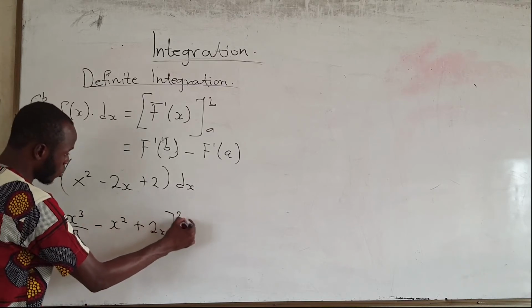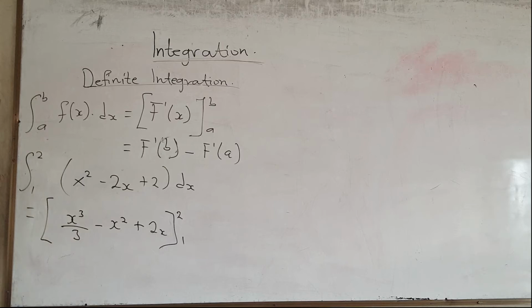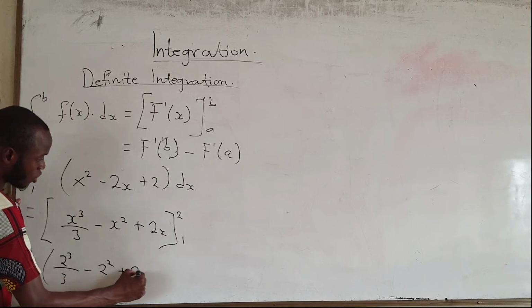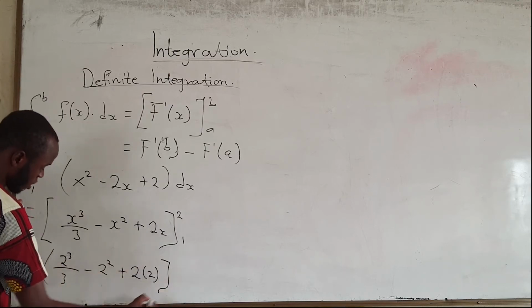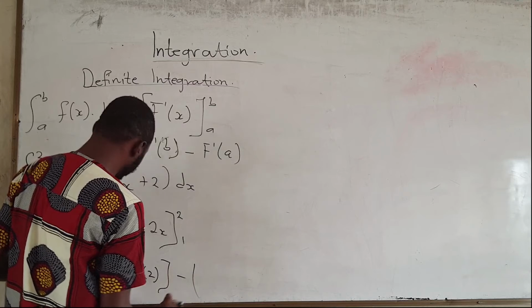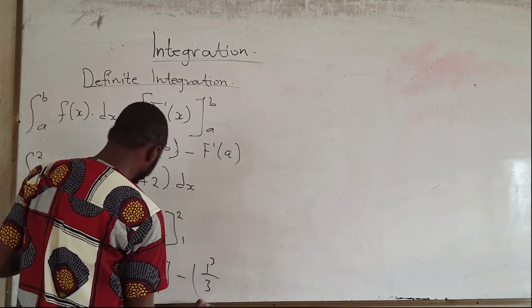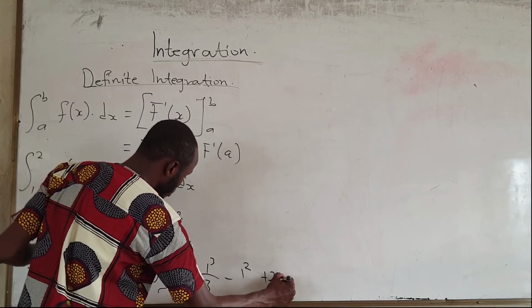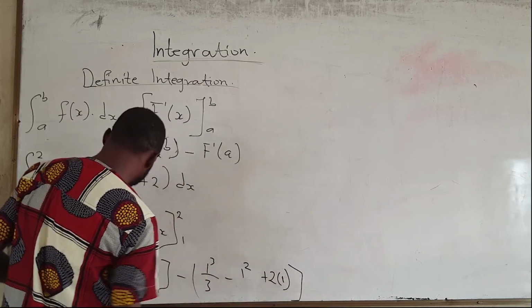Then you introduce your limit, which is what, 2 and 1. Okay, the upper limit being 2 and the lower limit being 1. Okay, so from here all you need to do is to substitute your limits into the expression. Okay, so here we have what, 2 to the power 3 over 3 minus 2 to the power 2 plus 2 times 2, then you close it, minus, you open another bracket, 1 to the power 3 over 3 minus 1 to the power 2 plus 2 times what, 1. Okay, you close this bracket too.